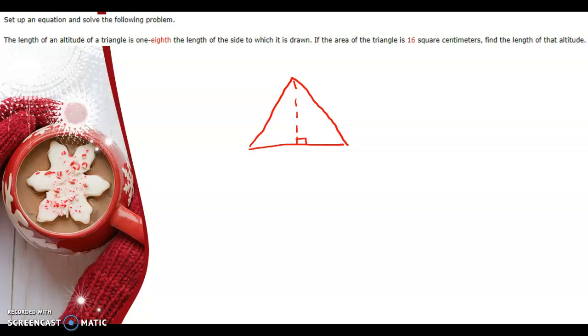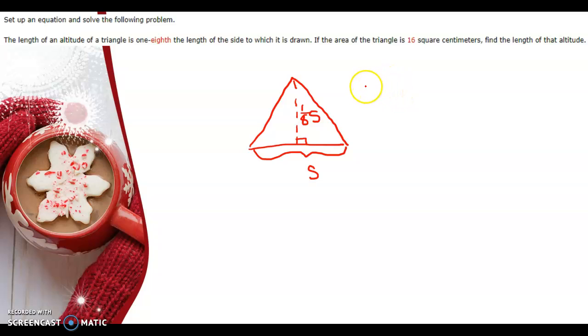So it says the length of an altitude of a triangle is 1/8 the length of the side to which it's drawn. So this is the side to which it's drawn, so I'm going to call that S. That means that this altitude, my dotted line, would have to be 1/8 of S. So now we know the area of the triangle is 16 square centimeters.